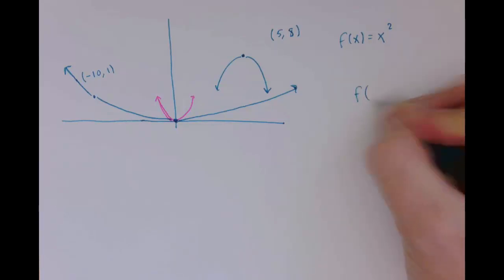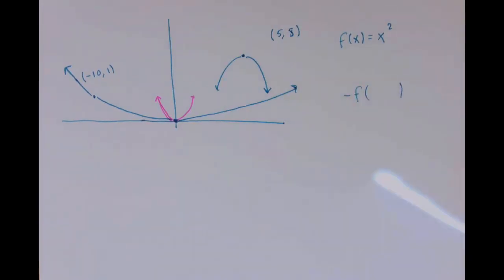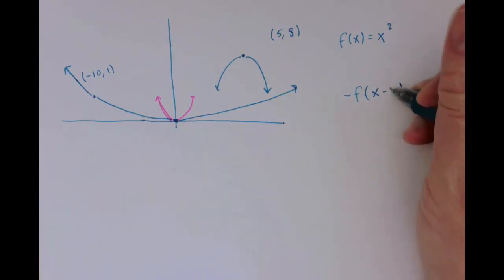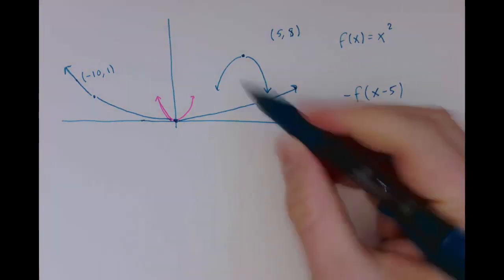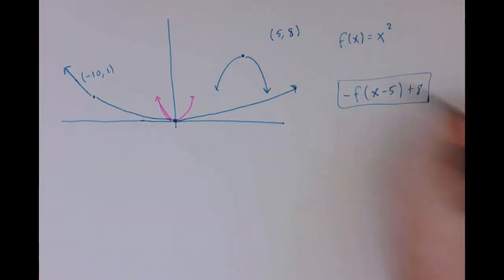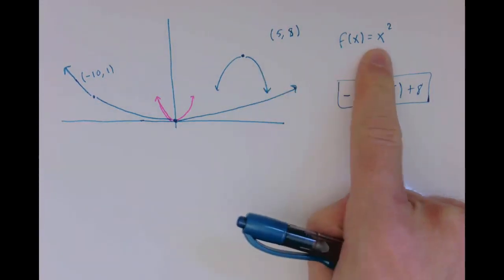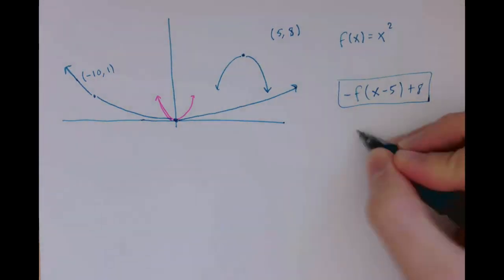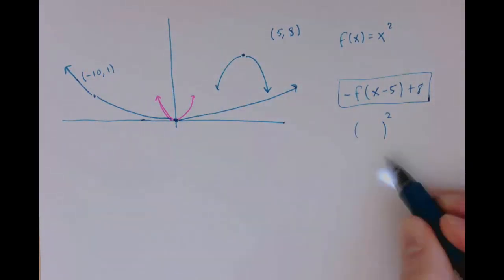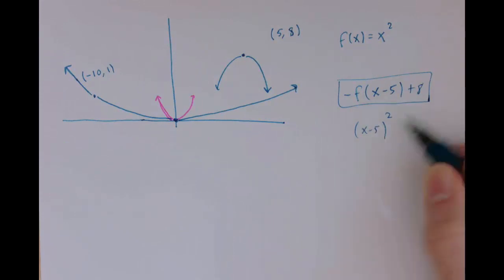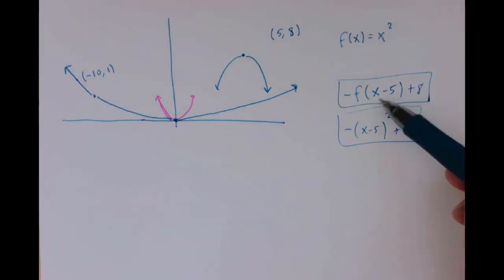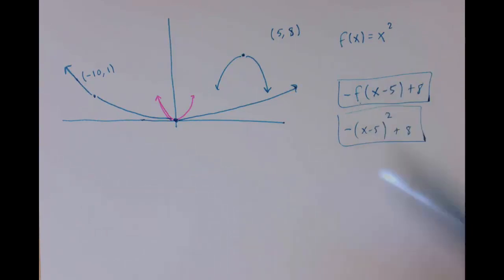So if I start with f of x, that reflects it, so that would flip it upside down. Shifting it right by 5 would be x minus 5 on the inside, and then shifting it up by 8 would be plus 8. So that would be one way of writing down the set of transformations you need to apply. If we want to do it with the actual equation, same thing. We'd start with x squared, but instead of being x squared, it would be x minus 5 squared. We'd reflect it, and we shift it up. You should feel comfortable working in both systems, either working with equations or working just with the function names.